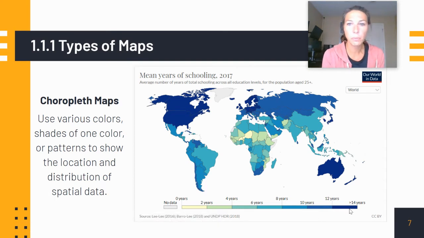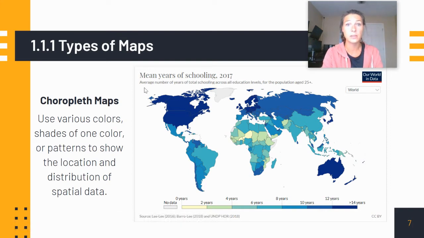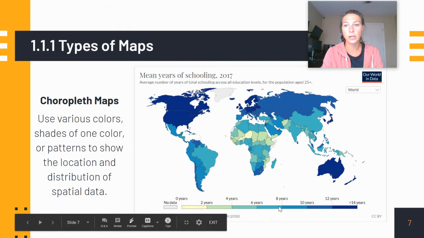All right, so a choropleth map is a map that uses colors to indicate patterns. Typically, the darker the color, the more concentrated whatever it is that you're looking at is. So in this particular case, this map is mean years of schooling in 2017. So when you read a map, you really have to pay attention to all of the things on the map. So this is the title of the map. This gives you a little bit more information about the map, the average number of years of total schooling across all educational levels for the population aged 25 plus, kind of a mouthful.